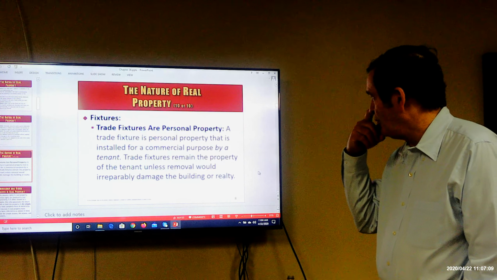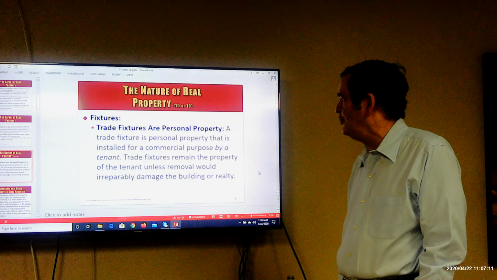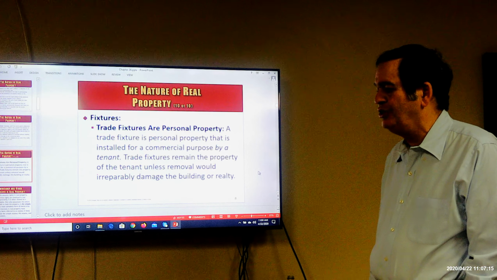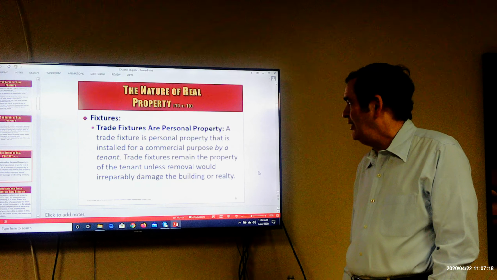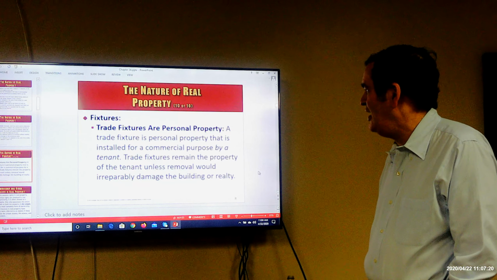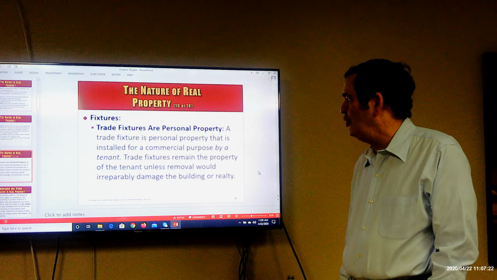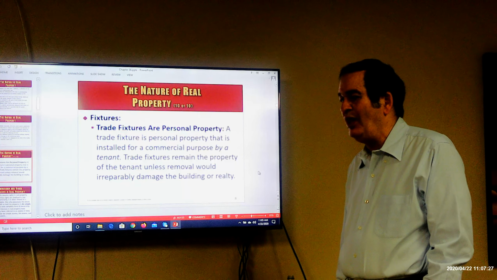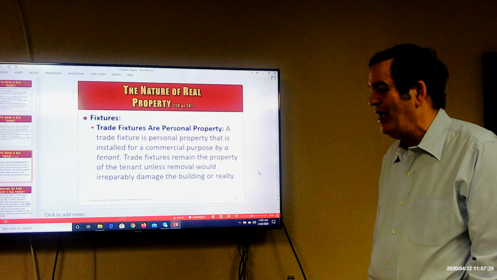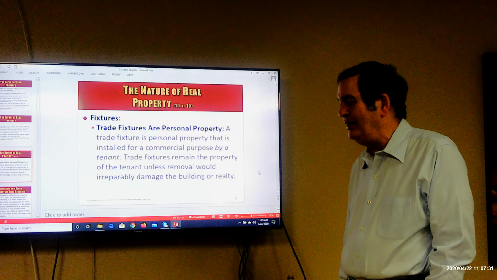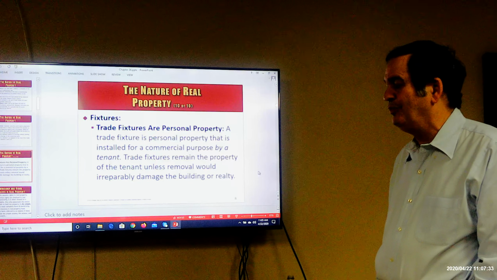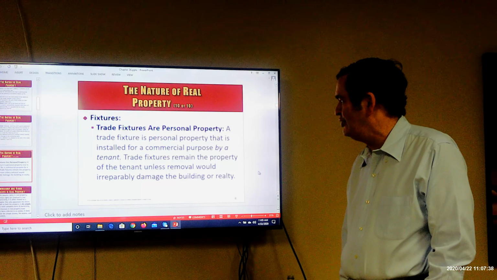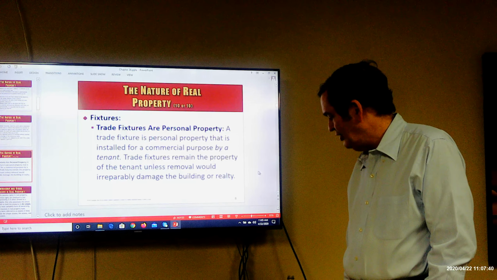Trade fixtures are personal property. A trade fixture is a personal property that is installed for a commercial purpose by a tenant. So that's in commercial property. And they remain the property of the tenant unless removal would irreparably damage the building or realty. So if you're renting a place to have an ice cream parlor and you have a freezer put in, that freezer belongs to property of the renter unless it would irreparably damage the building or realty.